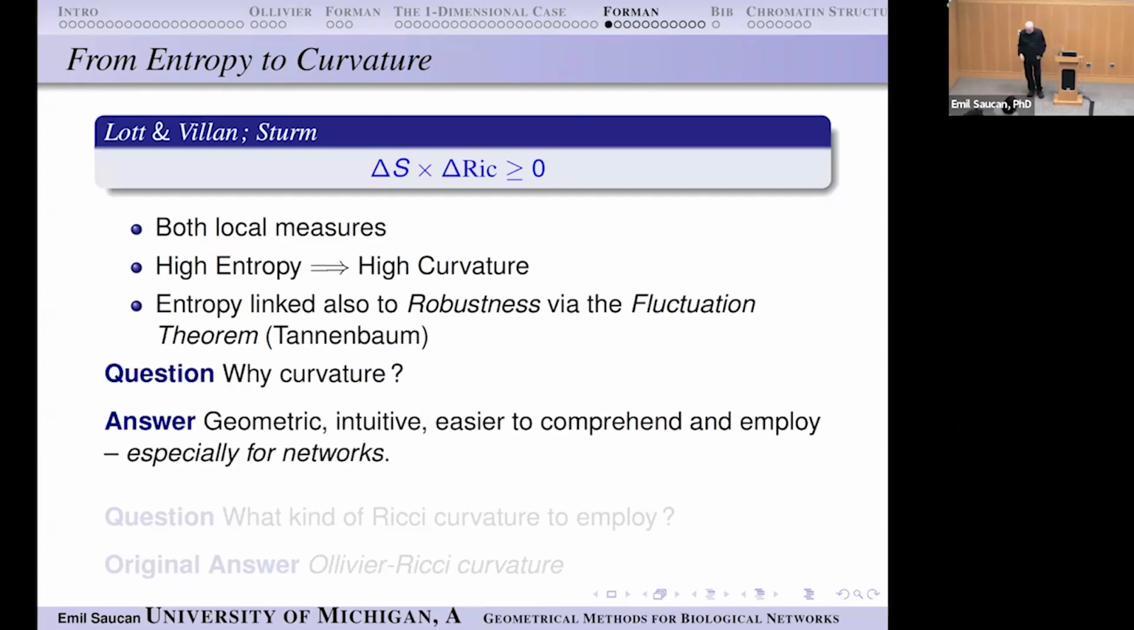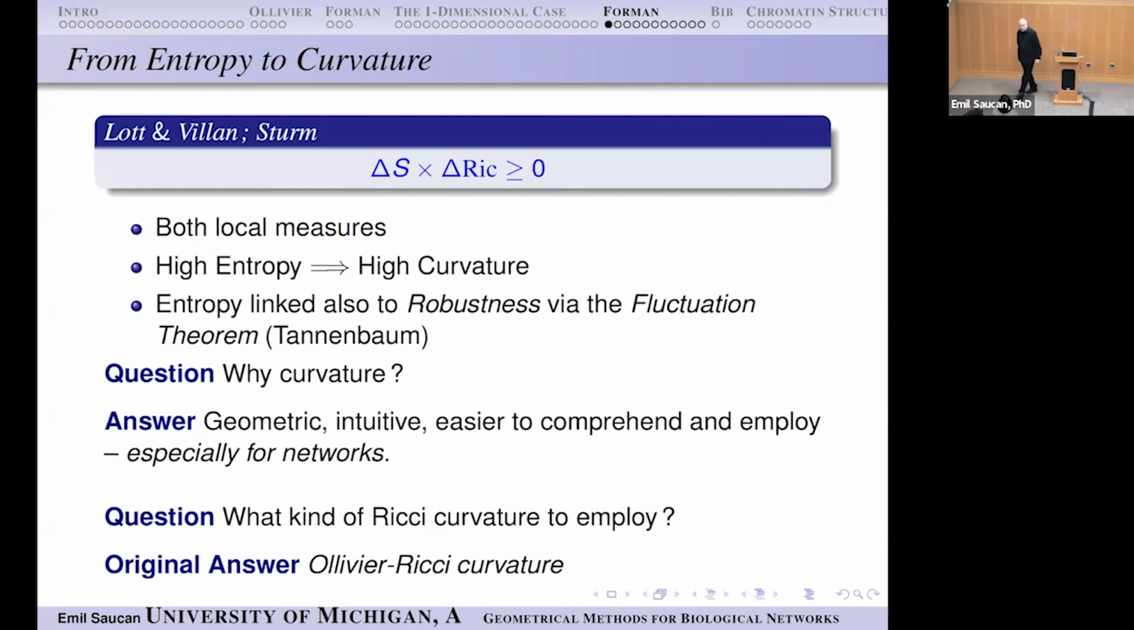So why use curvature and not entropy? Well, one of the reasons is because I understand very well the geometry of curvature and can compute it easily, whereas entropy, the physics is kind of complicated. And also, it's harder perhaps to compute. So what kind of curvature? Ricci curvature. At the beginning, they used Ollivier. Why? Because that's what they knew.